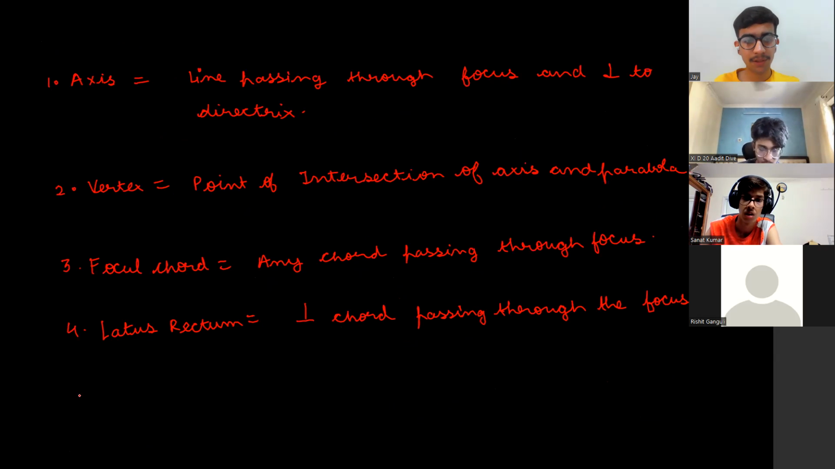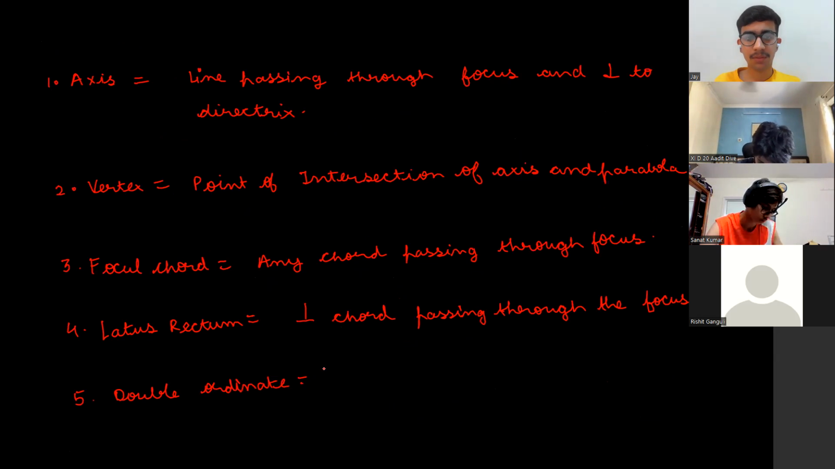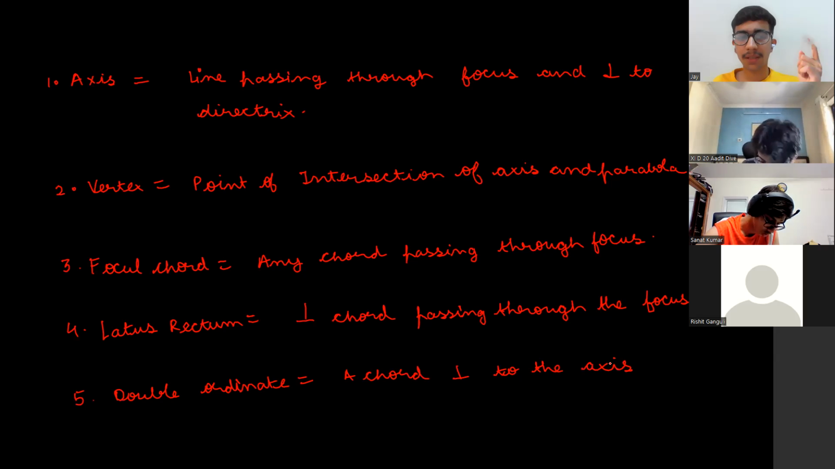Okay, right. One more definition. Again, something out of the NCERT. So that's a double ordinate. Double ordinate is actually any chord which is perpendicular to the axis. A chord perpendicular to the axis is the double ordinate. So lattice rectum एक बहुत special case हो गया double ordinate का and focal chord का. So I can say lattice rectum is a double ordinate and a focal chord.